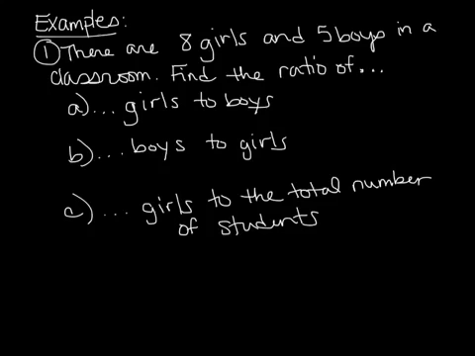So the ratio of girls to boys, there's 8 girls, 5 boys. You will write that just as 8:5. By the way, if you want, you can also write it with the word "to," or you can write it as 8/5. You do the same thing for the ratio of boys to girls. We know that that's 5:8. The only one that gets a little tricky is girls to the total number of students. The total number of students in that class is going to be 13, which you get by adding 8 and 5. So for that one, you would just do 8:13.